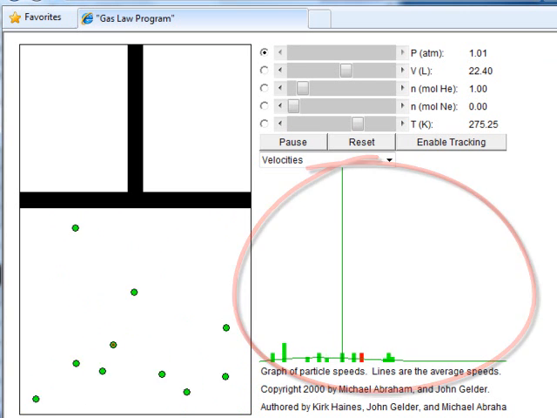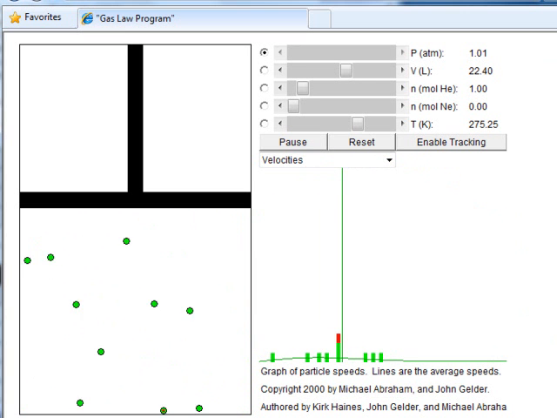Now the first thing that I want you to do is focus on the simulator and the particles within it. What do you notice about the speed of the particles? Are they all traveling at the same speed? Or are they traveling at different speeds? Are some of them moving faster while others are moving slower? Go ahead and take a minute, watch the simulator, and write down what you see.